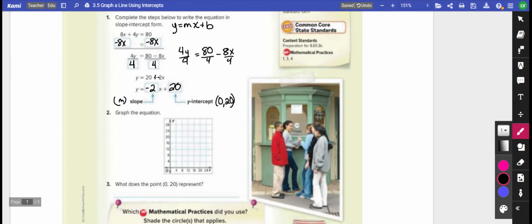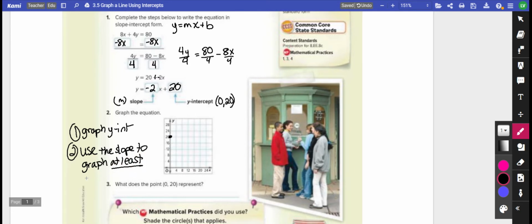Let's graph the equation. Step 1 is to graph the y-intercept. So I'm going to go over to 0, up 20, and plot the point. Then my slope tells me negative 2. So then I'm going to use the slope to graph at least 2 more points.